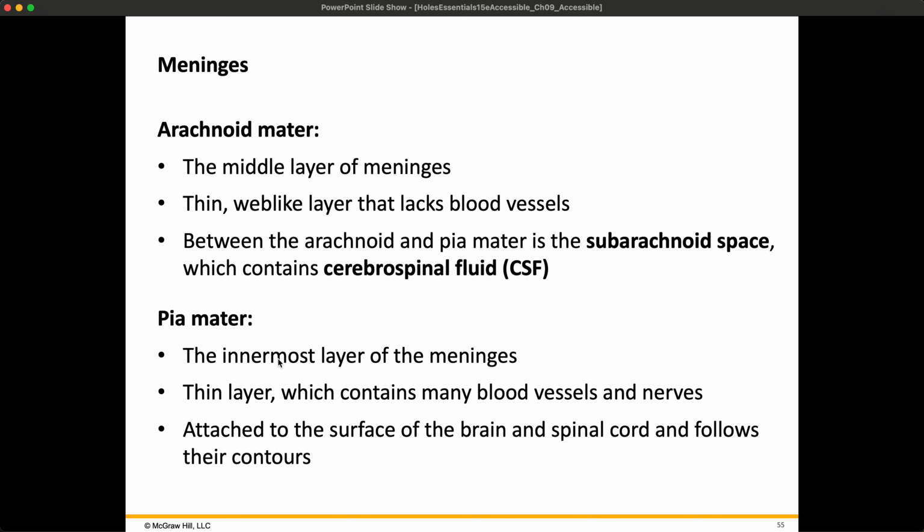The pia is the innermost layer. It's actually the outer surface of the brain and spinal cord. It's directly attached to the brain and spinal cord.